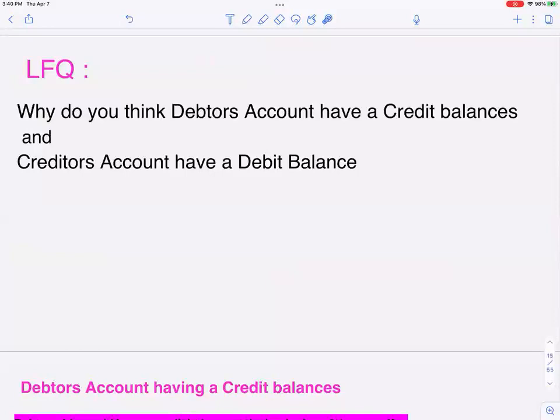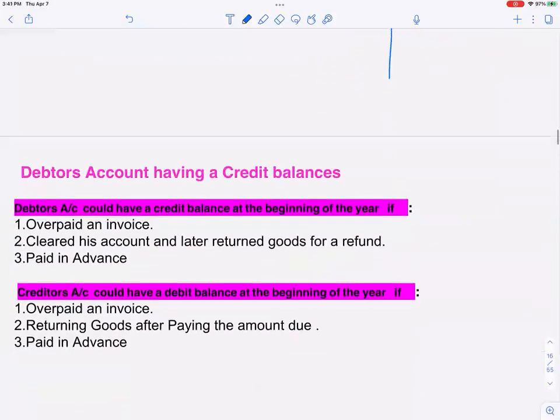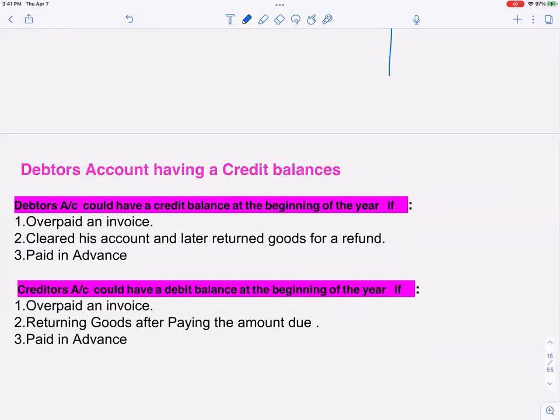The debtors account has a credit balance? The normal balance is a debit balance, right? But sometimes it may also have a credit balance. Why do you think? Maybe overpaid. Overpayment by customers. That's it. Only one thing. If you have to write for 3 marks, what will you write?